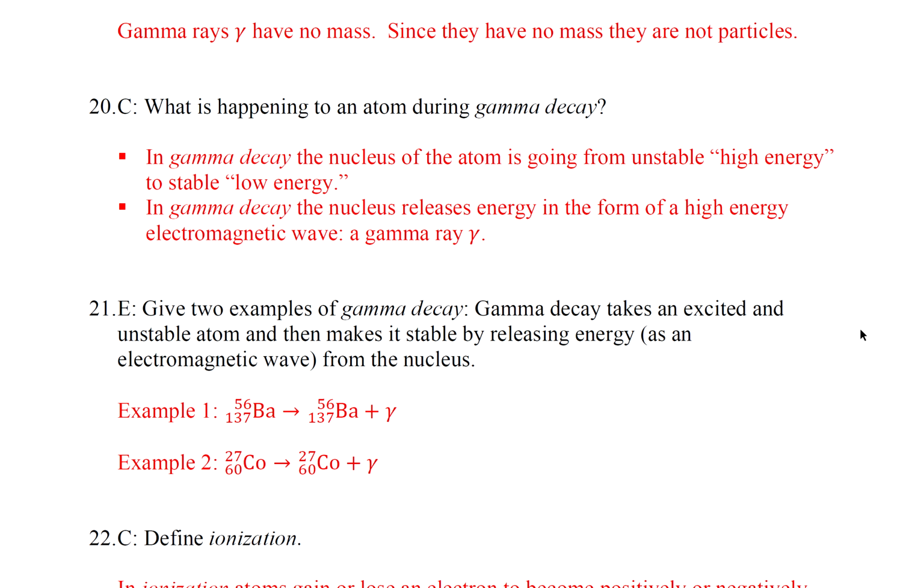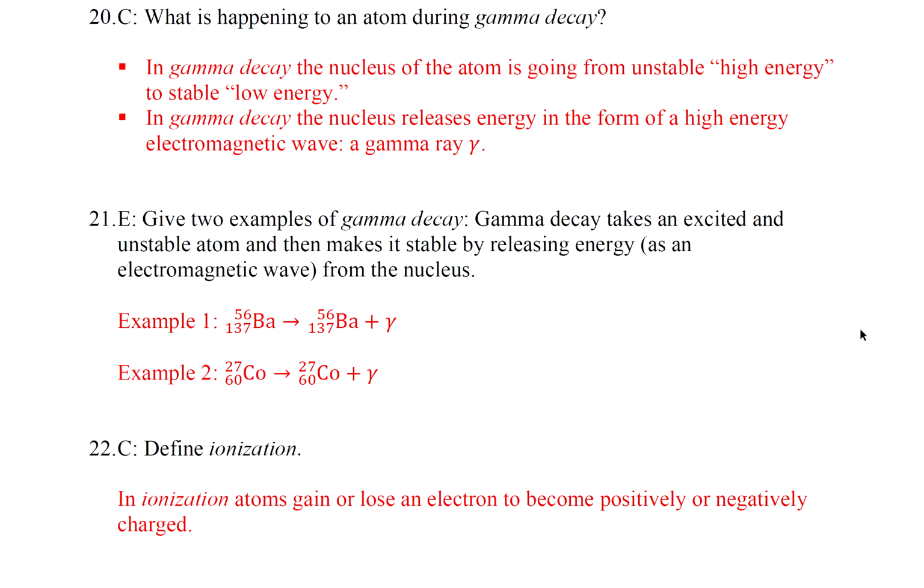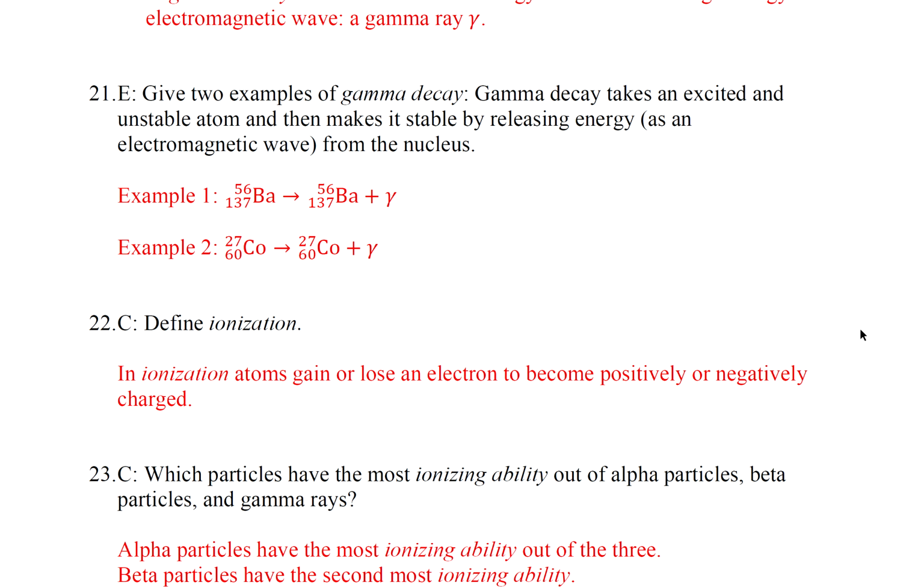Question 20, what is happening to an atom during gamma decay? In gamma decay, the nucleus of the atom is going from unstable high energy to stable low energy. In gamma decay, the nucleus releases energy in the form of a high energy electromagnetic wave, a gamma ray. Question 21 gives you two examples of gamma decay.